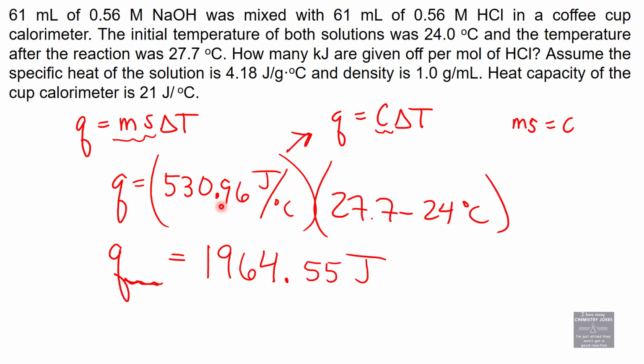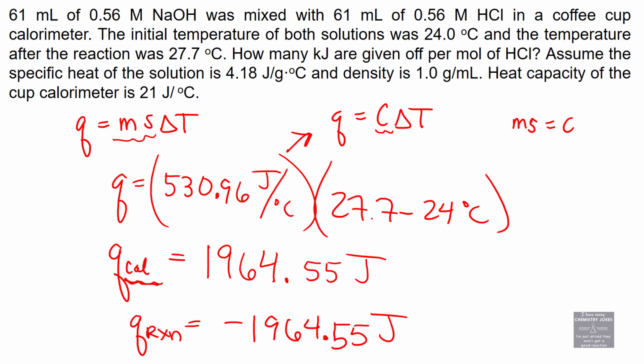Because this temperature is going up, this is final minus initial, this is the Q of my calorimeter. And Q of my calorimeter is equal and opposite of Q of my reaction. So Q of my reaction is negative 1964.55 joules, because my reaction is exothermic.